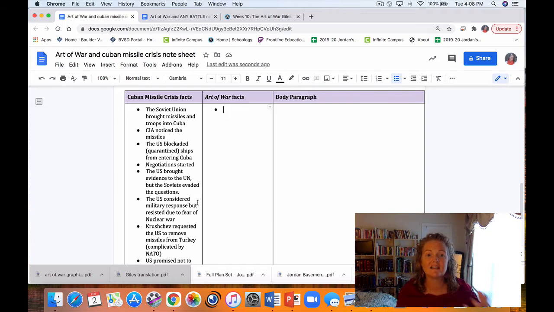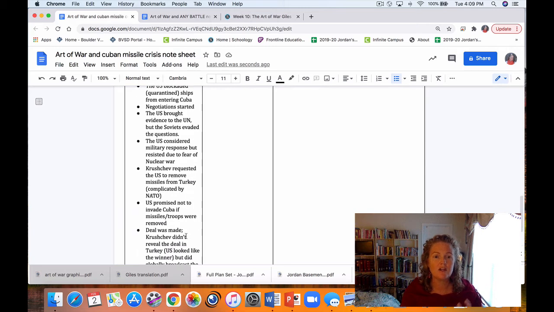Next, the US then considered their military response, but they resisted a military response due to the fear of nuclear war. Remember, at this time during the Cold War, the height of the Cold War, really the United States was quite terrified that the USSR was going to create a nuclear launch of missiles and attack the United States. It was a very tense time. So they resisted waging war because this fear was pretty genuine.